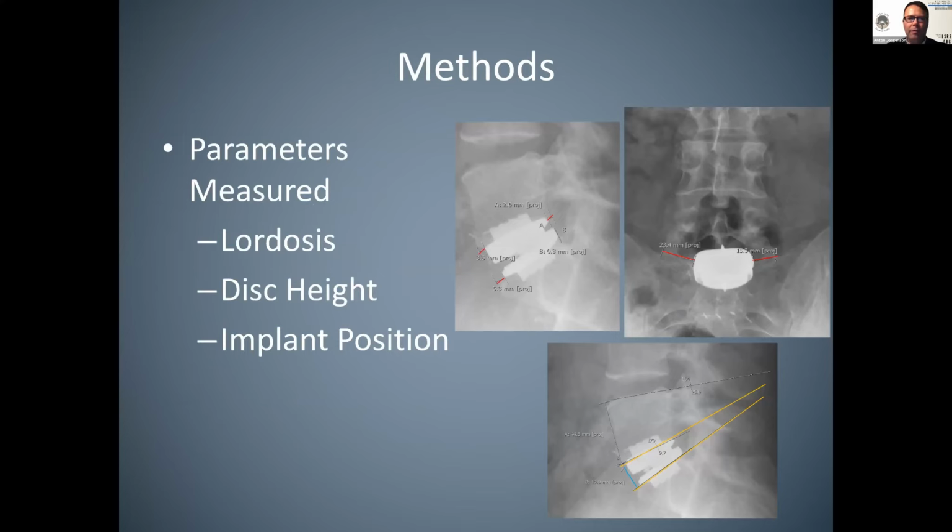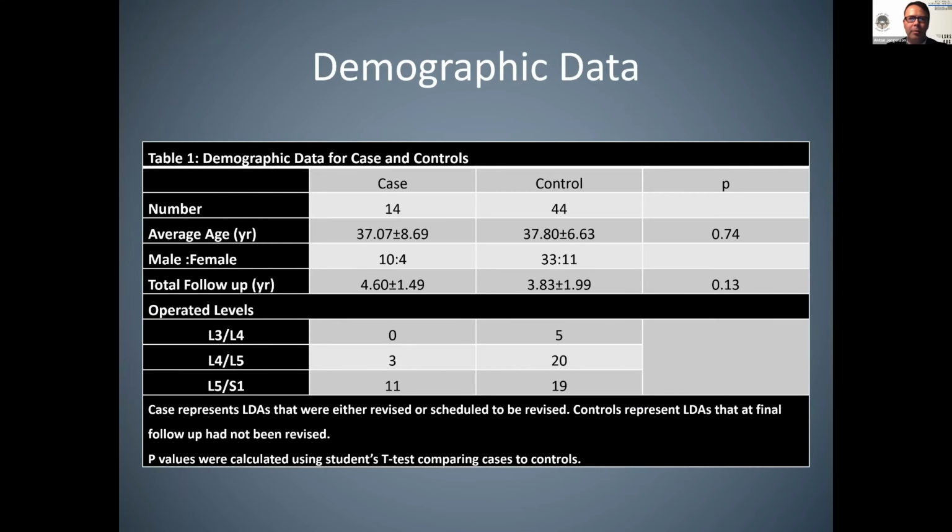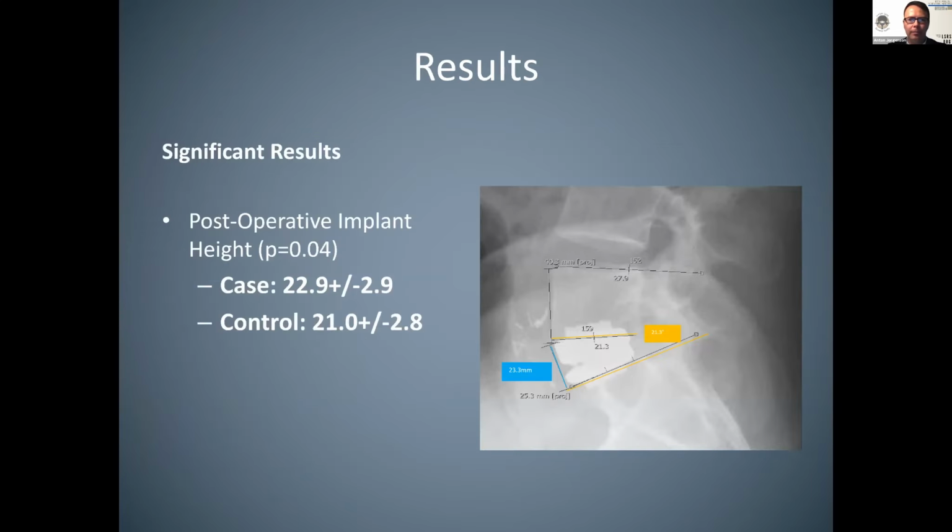During our radiographic analysis, we measured parameters such as lordosis of the disc space, disc height, and the position of the implant. Demographic data: the average age of our patients was about 37 or 38 years old, and the cases were all operations at L4-L5 and L5-S1 levels.